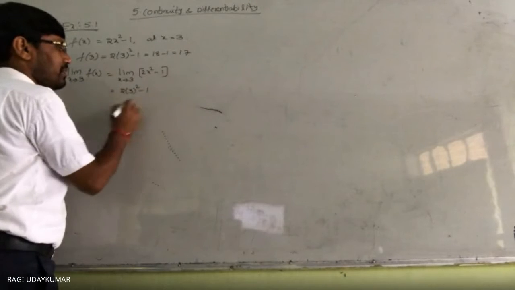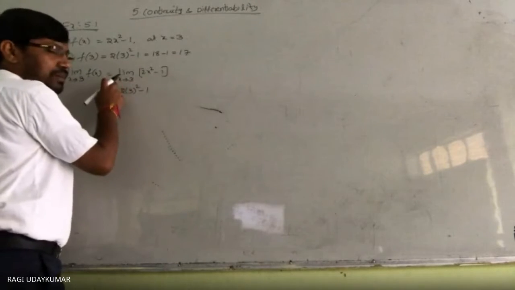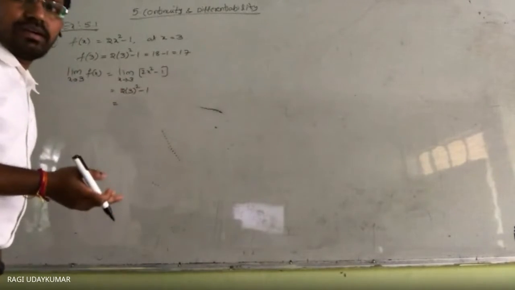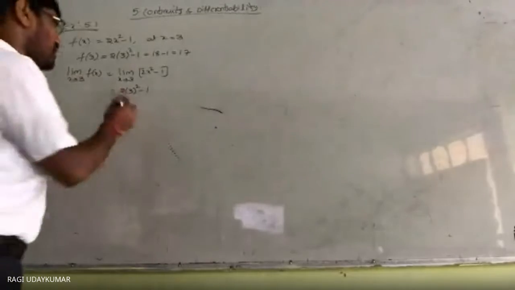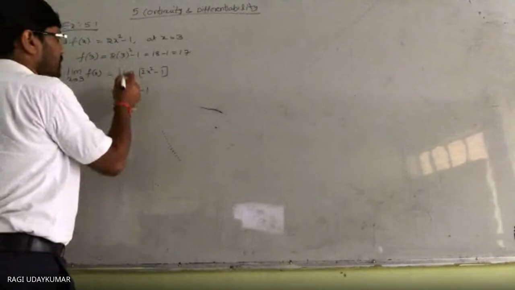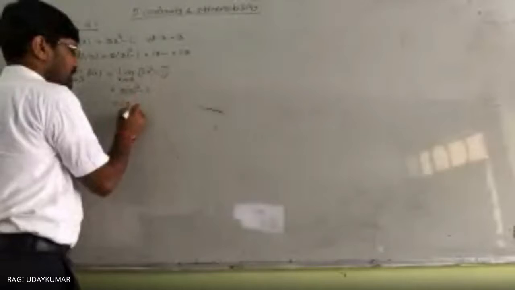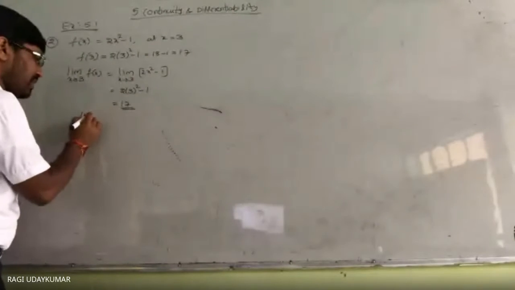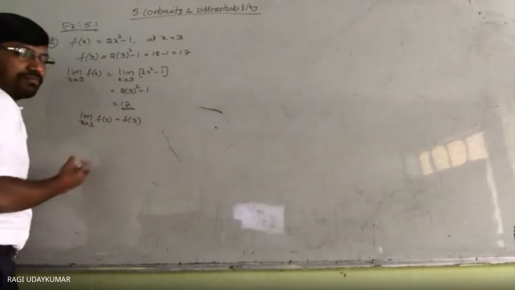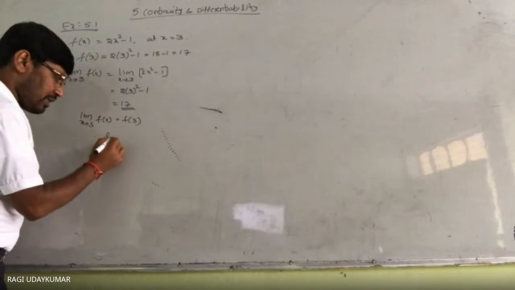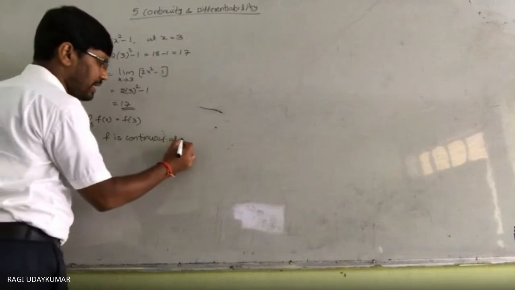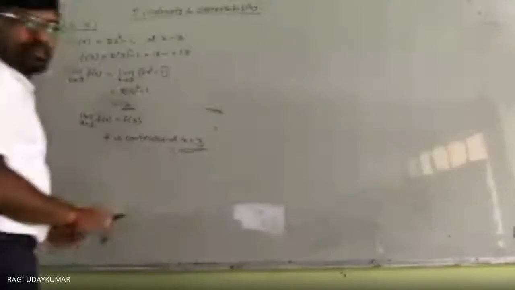Actually, what is the meaning here? When x is approaching the number 3, what number does 2x square minus 1 become? It gives 3 square, 9, 9 twos are 18, 18 minus 1, 17. Therefore, the limit as x tends to 3 of f of x is equal to f of 3. Therefore, f is continuous at x equals 3.